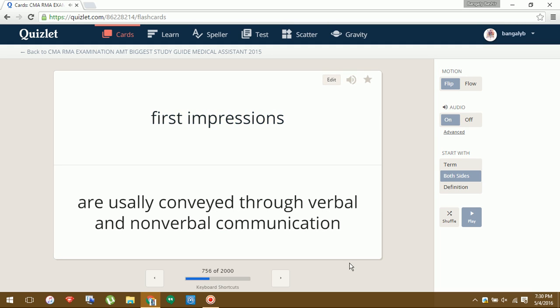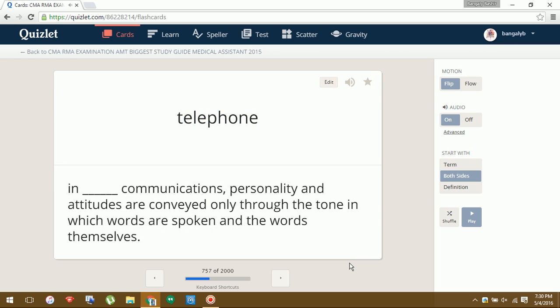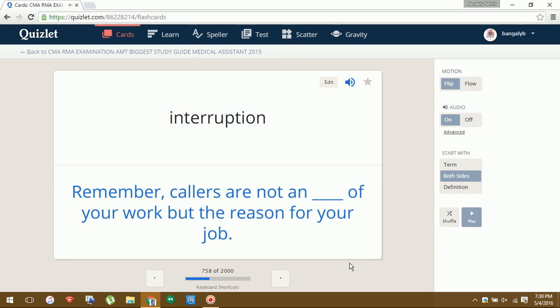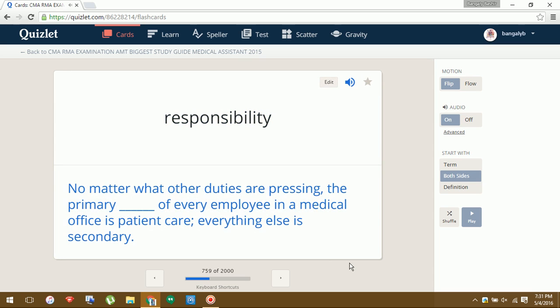First impressions are solely conveyed through verbal and non-verbal communication. Telephone. In telephone communications, personality and attitudes are conveyed only through the tone in which words are spoken and the words themselves. Interruption. Remember, callers are not an interruption of your work but the reason for your job. Responsibility. No matter what other duties are pressing, the primary responsibility of every employee in a medical office is patient care. Everything else is secondary.